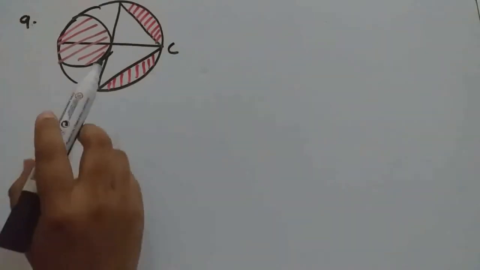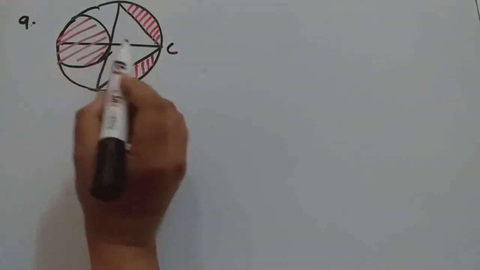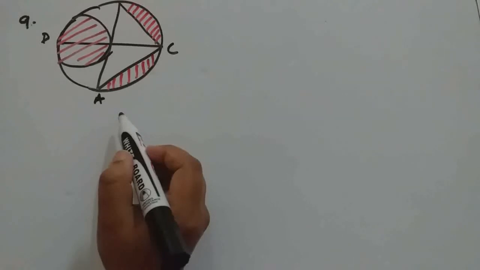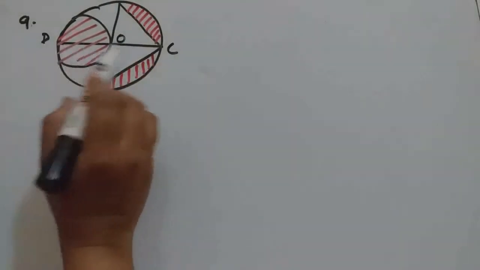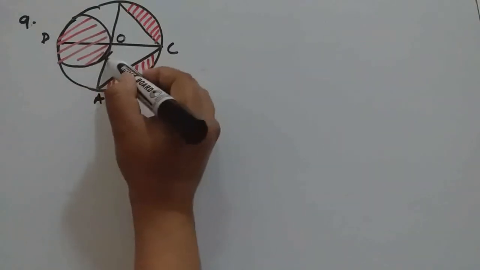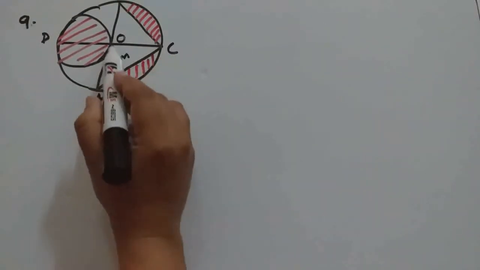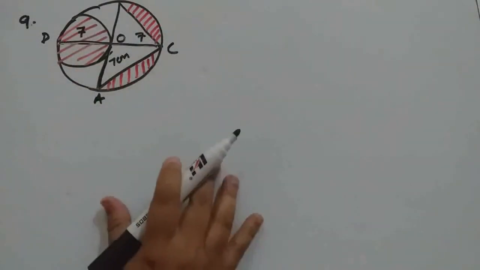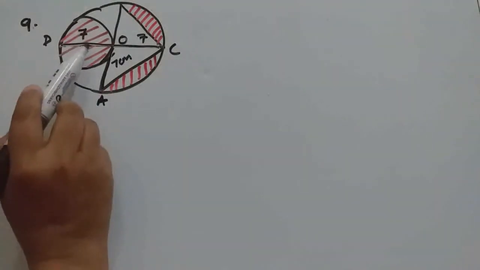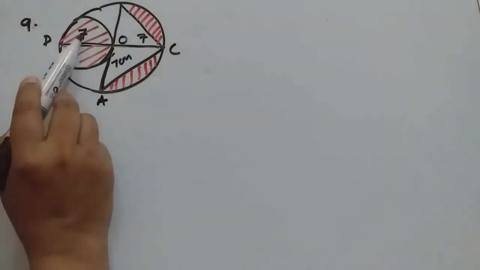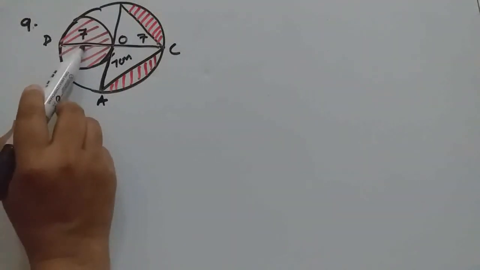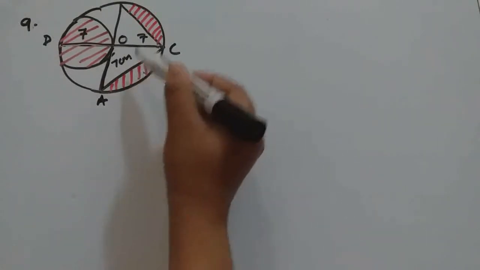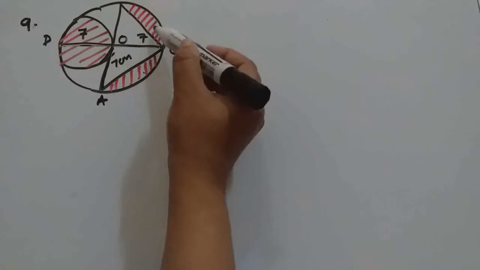Question number 9. AB and CD are two diameters perpendicular to each other. OD is the diameter of the smaller circle. OA is 7 centimeter. So see, OA is 7, so OC will be 7 and OD will be 7. So what we can do for this area, the radius is 7 by 2. Since the diameter is 7, the radius will be 7 by 2. So the area of this circle we can find easily. The area of this segment we can find easily. So we will double it to find the area of the other part.